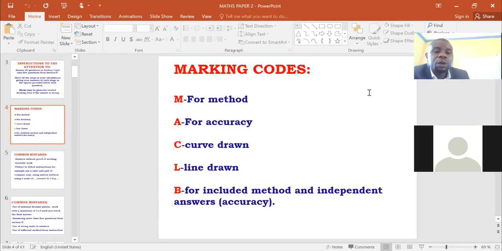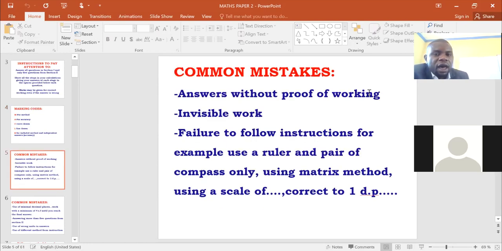The same applies to construction marks. If you're asked to construct 60 degrees, for example, or construct a perpendicular bisector of a line, a B mark is awarded because there's no particular formula for that. Those are some of the areas where students make mistakes.